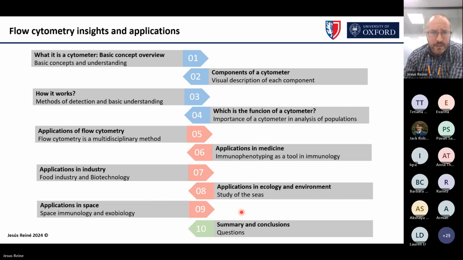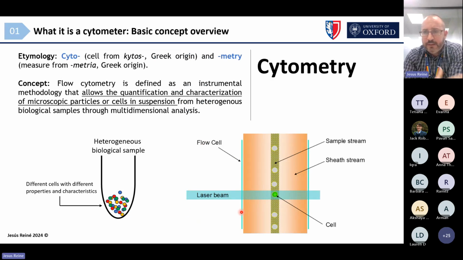So basically, the etymology of the word cytometry comes from the Greek. Cyto means cell, and metry means measurement. So basically, the cytometer, in a few words, is an instrument which is able to measure cells or properties of the cells. Today, the methodology of flow cytometry is considered an instrumental methodology that allows the quantification and characterization of microscopic particles or cells in suspension.